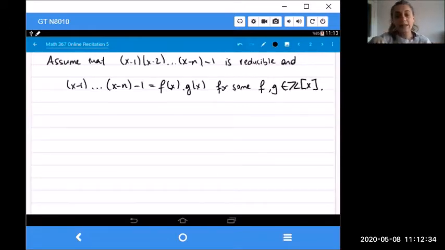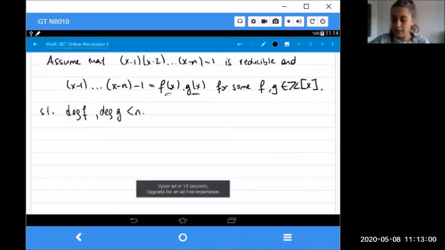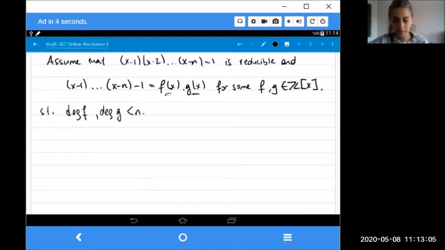First, notice that since we assume that our polynomial is reducible, the polynomials f of x and g of x have degree strictly less than n. Let us note down also that the degree of f and the degree of g are strictly less than n, because of the assumption of reducibility of the polynomial (x minus 1)...(x minus n) minus 1.